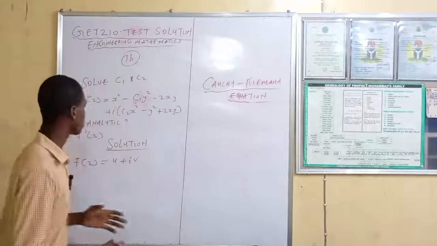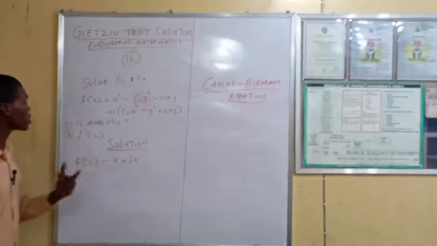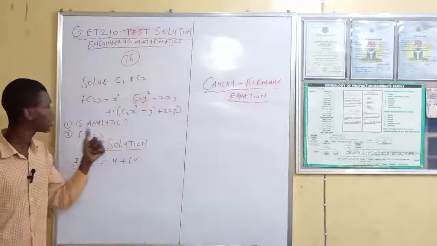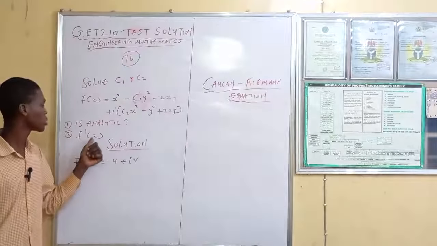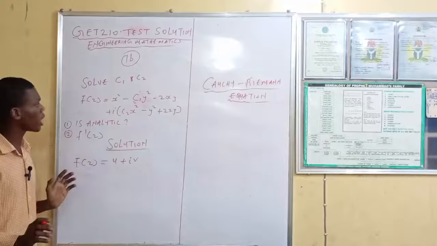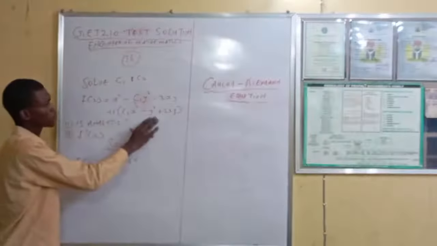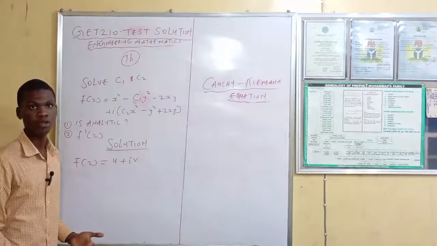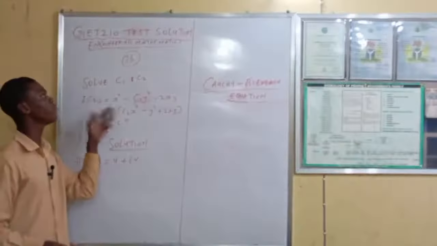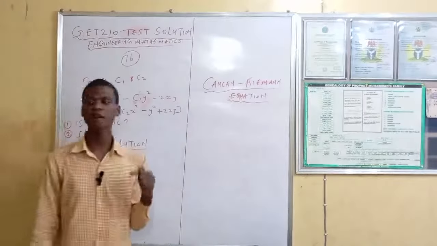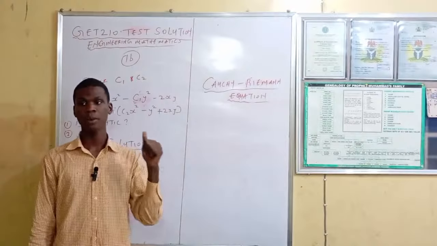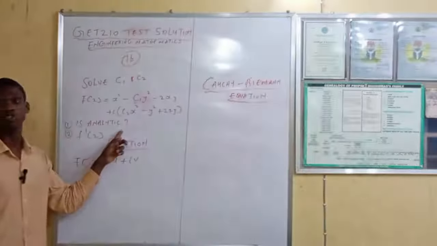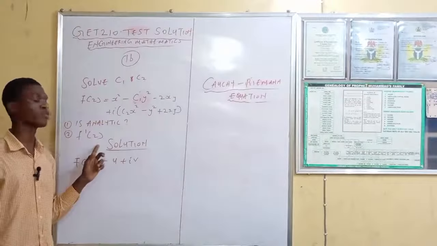Looking at this question, question 1 says I should determine if this function is analytic. Then question 2: find the derivative of the function. From what I know in differentiation, I'm given this function, I can differentiate. But I have C1 and C2 as constants. That's why the question says solve for the values of C1 and C2. Once I know the values of C1 and C2, I substitute, then check if the function is analytic or not. Then I'm done with question 1. Then for question 2, I'll be able to find the derivative.